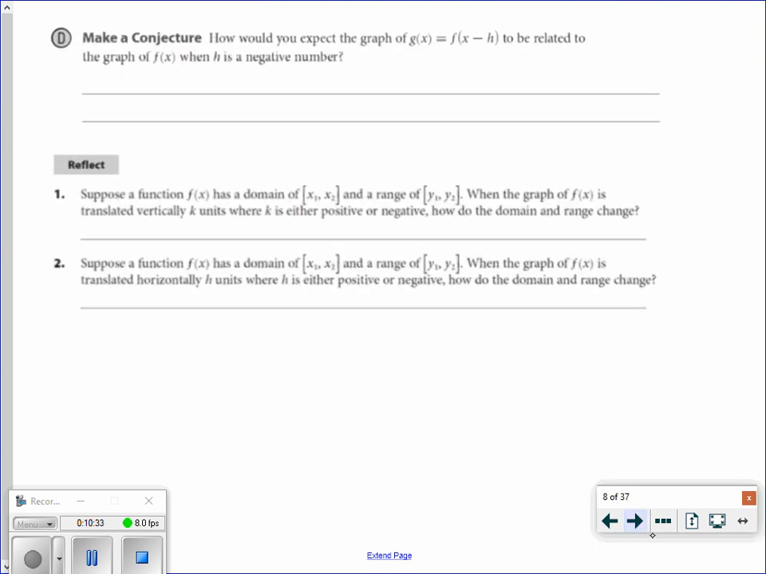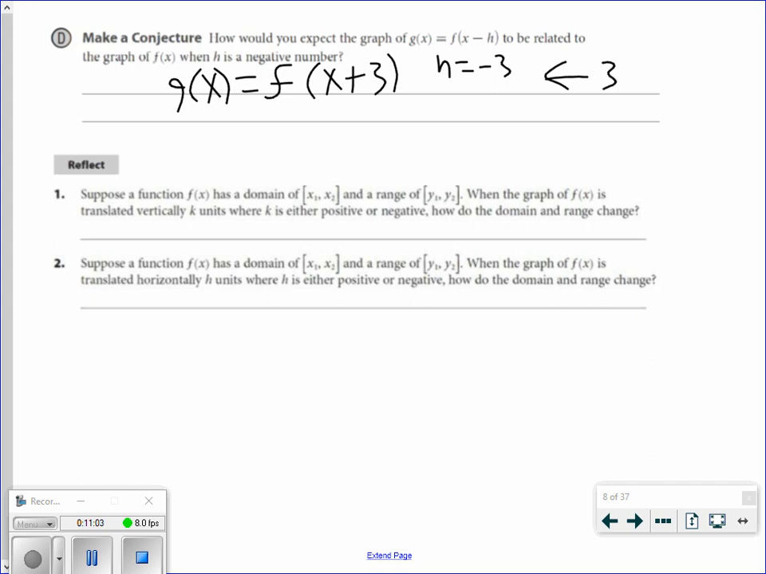All right, so D, make a conjecture. How would you expect the graph of g of x equals f of x minus h to be related to the graph of f of x when h is a negative number? Or in other words, let's say g of x equals f of x plus 3, for instance. That's telling me my h is negative 3, since x minus negative 3 is x plus 3. Our h term is negative 3, and that means we're shifting to the left by 3. It's a horizontal translation to the left by 3. So that's what happens when h is negative. You just go to the left by 3 since you're subtracting the h term from x now.